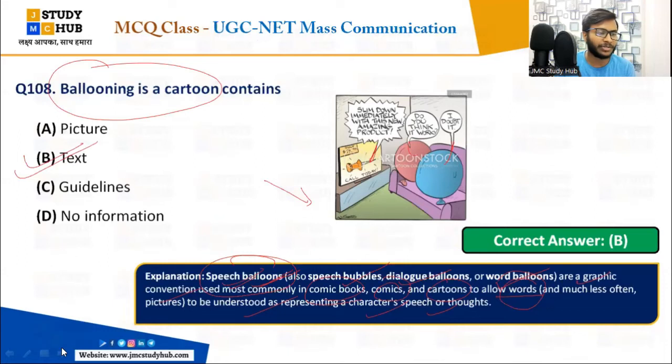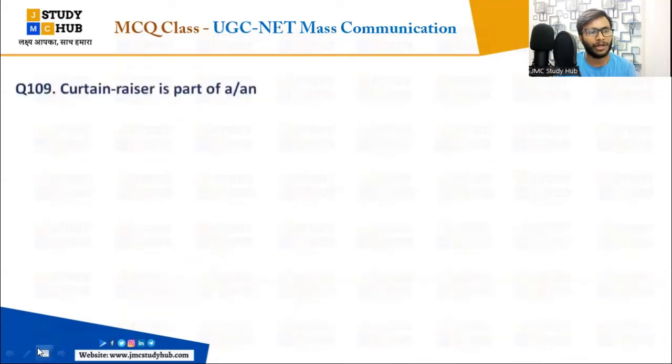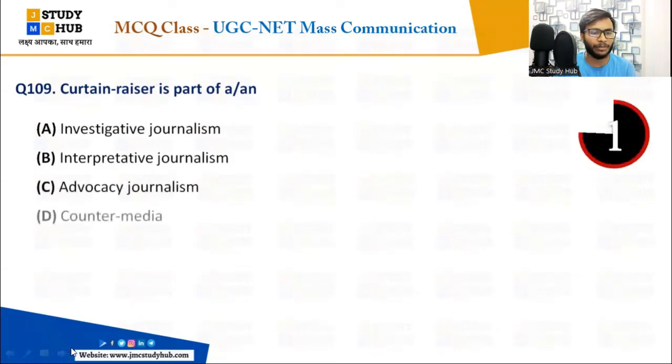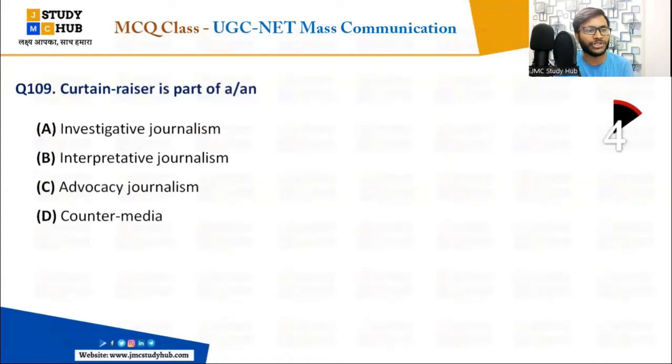चलिए next, curtain raiser is a part of an, ठीक है, curtain raiser, investigative journalism, interpretative journalism, C, advocacy journalism, counter media. Everybody, very much important question, curtain raiser. We have already discussed in a subjective question, yes, curtain raiser, very important question. Everybody will answer.